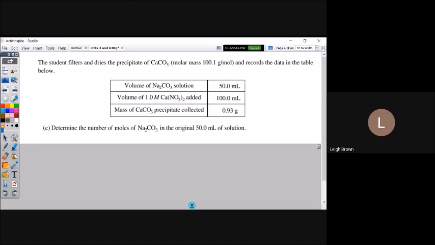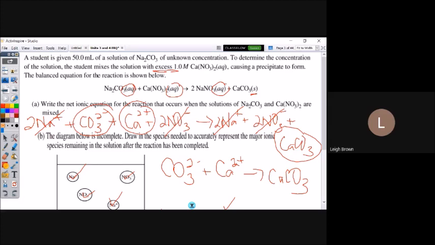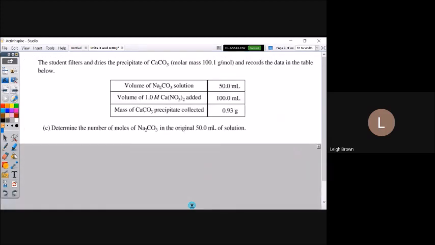The student filters and dries the precipitate and records the data in the table below. Okay, determine, and we've got some information. We've got volumes and a mass of the precipitate. Determine the number of moles of sodium carbonate in the original 50 milliliter solution. Well, if we go back to our reaction, our reaction involved this sodium carbonate and this calcium nitrate. So we're supposed to answer the question based on sodium carbonate.